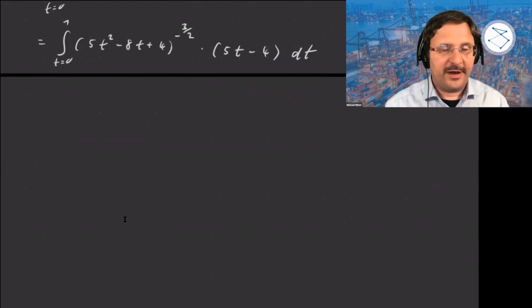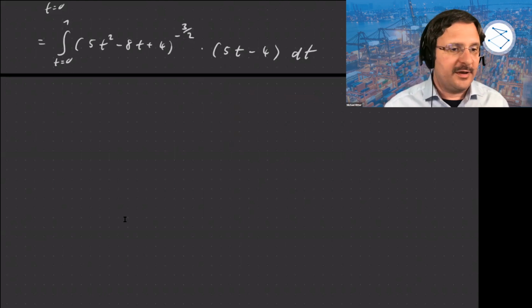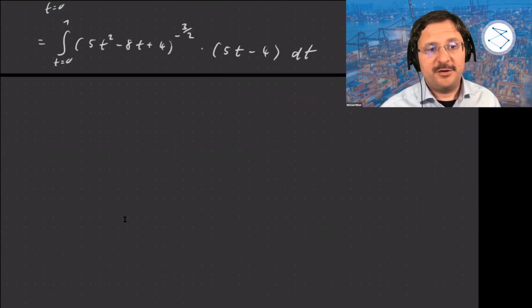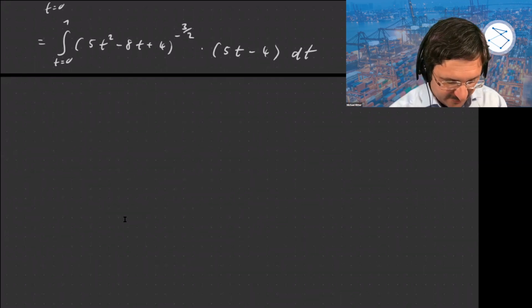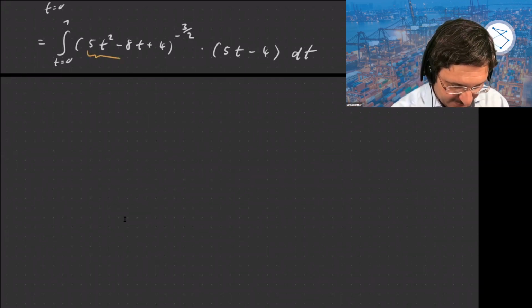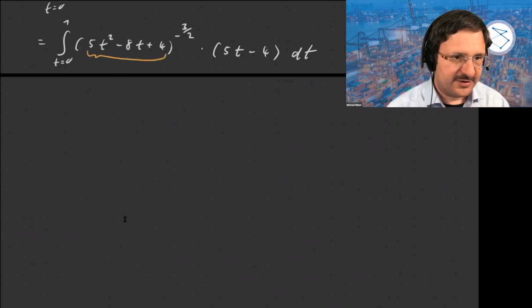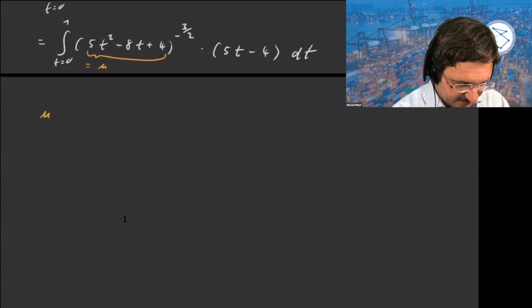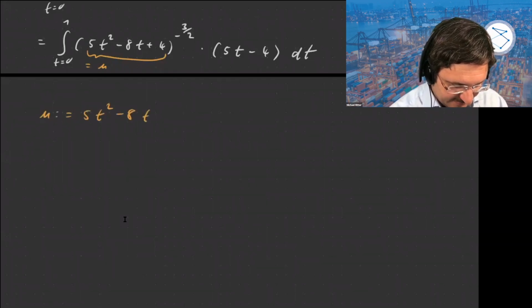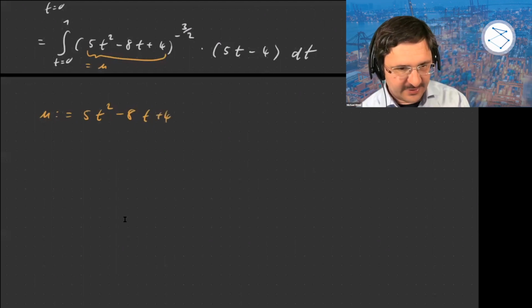Now, how do we solve that? Well, the problem statement already says we should try a substitution to solve that. And the most annoying factor in there is probably this one here. So let's try to substitute that. Let's say this is u. We substitute u as 5t squared minus 8t plus 4.